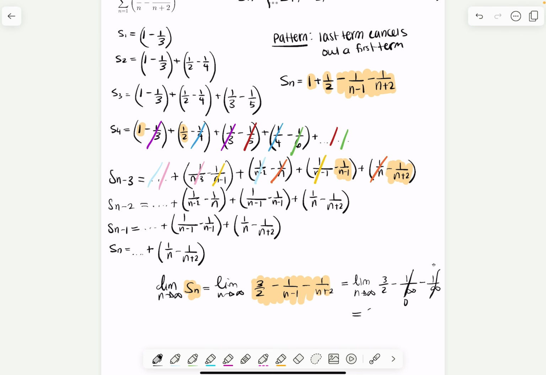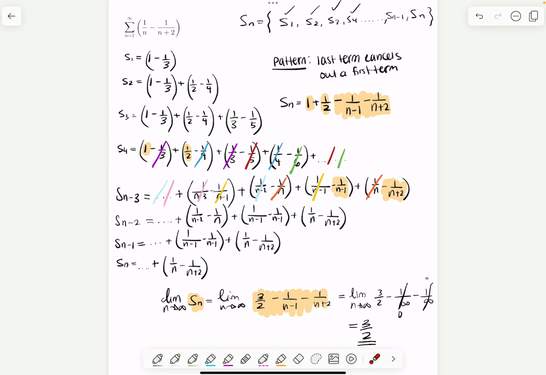So you're just simply left with 3 halves as your limit, meaning that the sequence of partial sums, your sums, are adding up to 3 halves. They're converging to 3 halves. They're being limited to 3 halves. And so therefore, your telescoping series converges to 3 halves.